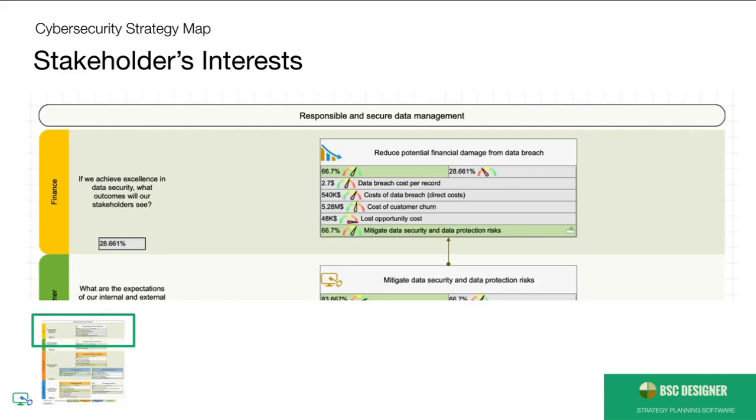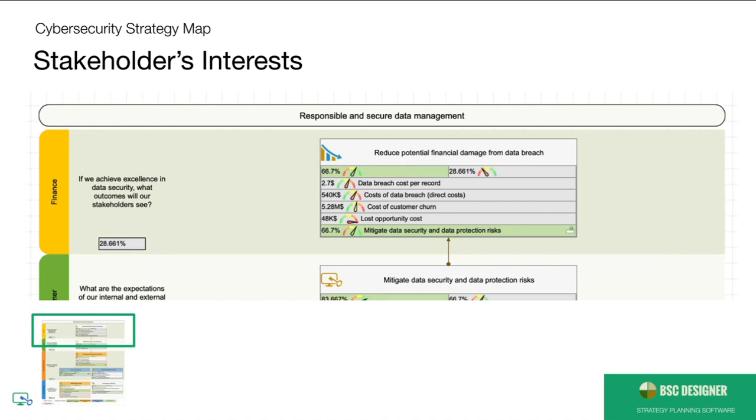Finance, or stakeholders' interests perspective. Here we typically formulate the expected results for the stakeholders. As we discussed before, we cannot avoid all data related risks, but we can minimize their impact. How to quantify their impact in this case?